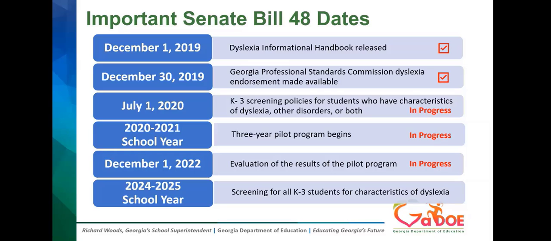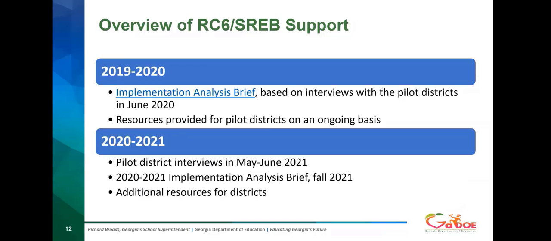And then by the 2024-2025 school year, we are to screen all students K-3 for characteristics of dyslexia. So that is our ultimate goal. So I wanted to provide an overview of the support that we have been receiving from our evaluation team, the Region Center 6 in the University of North Carolina, and also SREB, or the Southern Region Education Board. So they've provided us with an implementation analysis brief, and this was based on the interviews with the pilot districts in June of 2020, and I'll talk about those results with you today.